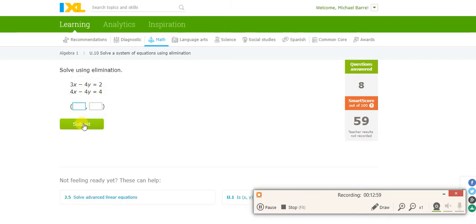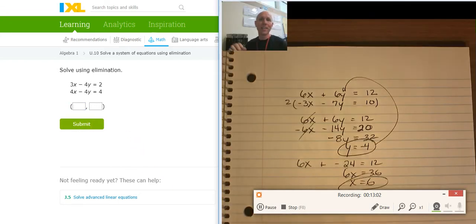Oh, and now, come on, and now they drop down again. Now it's not as difficult. This one I just have to multiply the top by negative 1 or something.